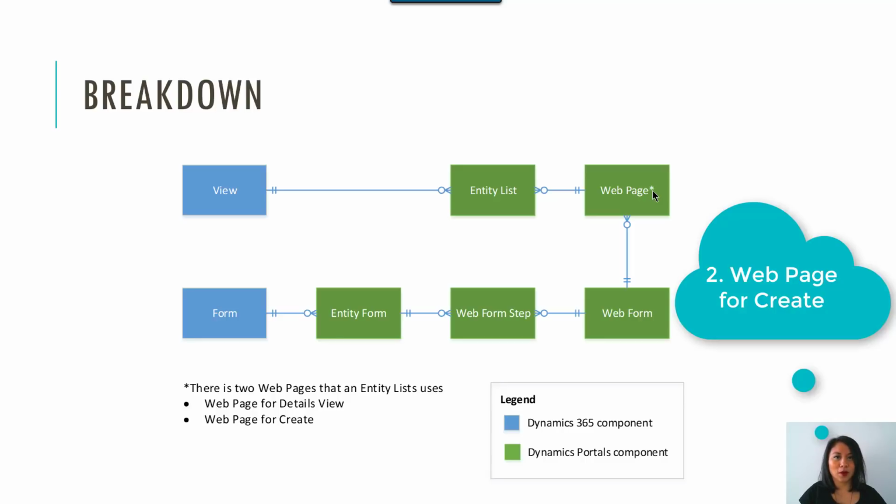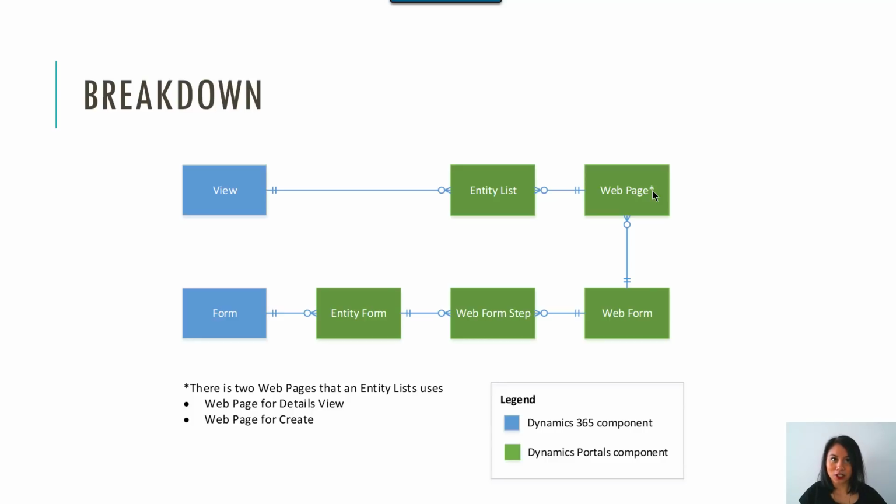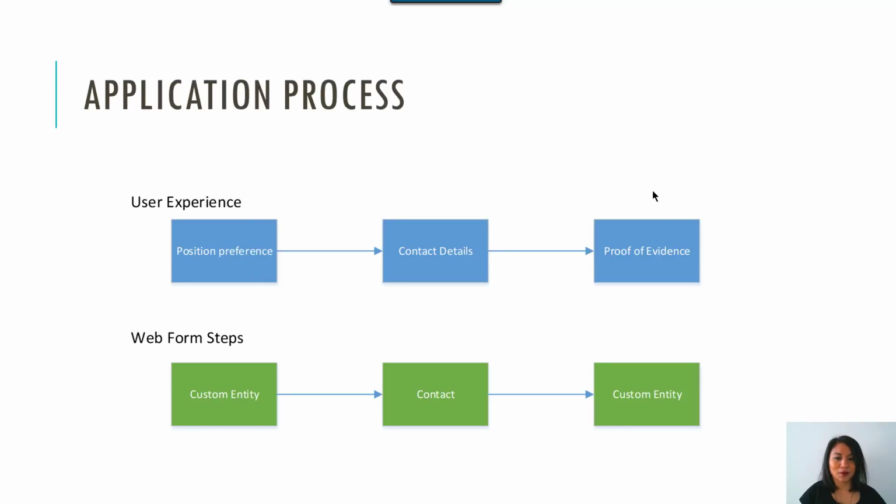And then the other is a web page for create. So if an end user is creating a new record from that entity list, then it's going to be directed to a separate web page that is simply dedicated for creating records. Okay, so in terms of the Dynamics Portals application process that I've put together, the user experience is that in the first step, they indicate their position preference, and the next step is where they will be entering their contact details. So that is linked to a contact record, and then they need to supply some documentation as part of their application that will represent the proof of evidence.